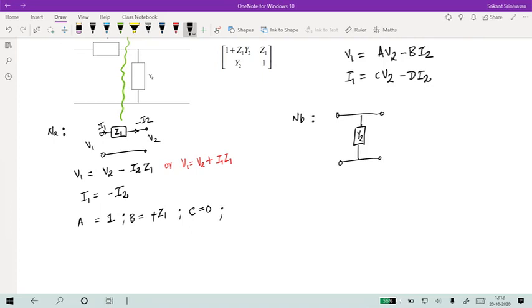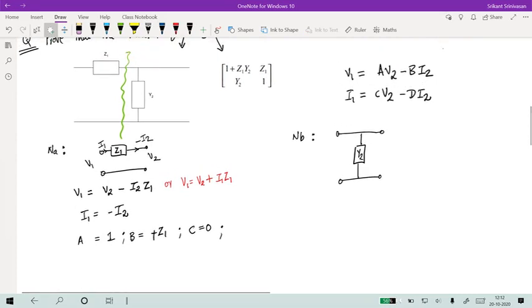How am I getting it? I'm getting it from the second equation, right? So I used equation 1 to get A and B. I'm comparing V1 with V1 over here. So V1 is A V2, so that means A is equal to 1. Then V1 is minus B I2. So there is the minus I2 here. So I'm left with B is equal to Z1. Okay. Then I1 is C V2. There is no V2 over here. That means C is 0. And finally, I1 is minus D I2 and D is equal to 1 again.